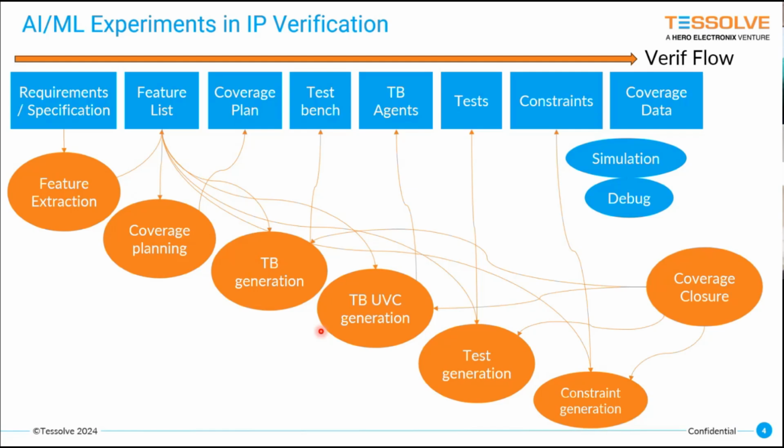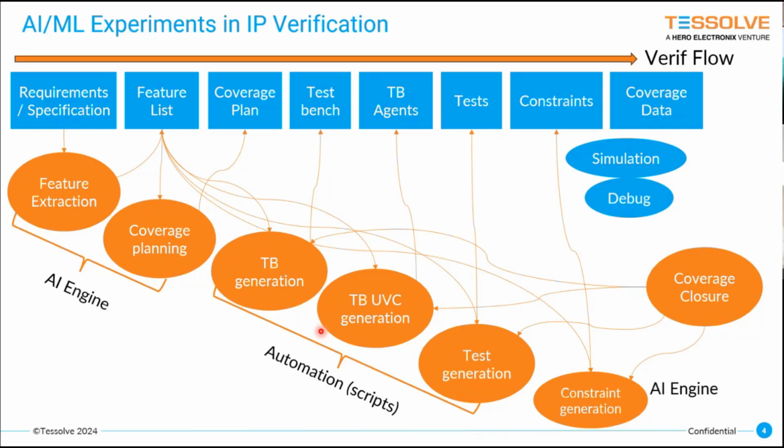And then we get to coverage closure, and every verification engineer knows that you can hit 90% with 20% of your effort, and then 80% of your effort goes into that final 10%. Coverage closure is still a major issue. Now, where do we put AI in all this? We found that AI is very good at feature extraction and coverage planning.